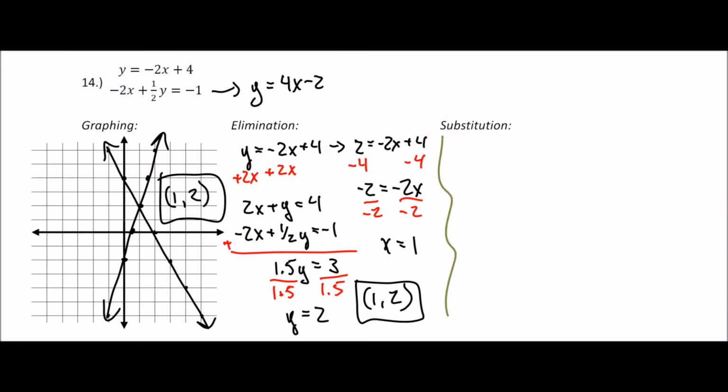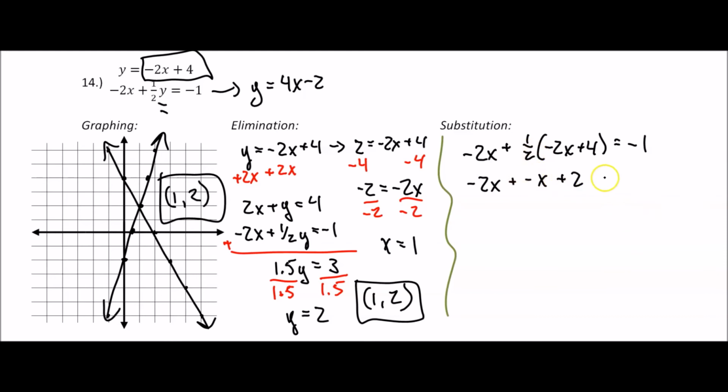And so the last one, substitution, if I look at the original problem, this guy's already solved for y. It already says y equals that, so I can plug that in for y in the second equation. So in other words, I have negative 2x plus 1/2, but instead of y, I'm going to plug in the negative 2x plus 4. And now I just have to solve. I distribute that 1/2, which ends up working out really well because I end up with a negative x plus 2. The fraction kind of automatically goes away. Now I combine like terms. That's a negative 3x plus 2. And now I solve. Subtract that 2.